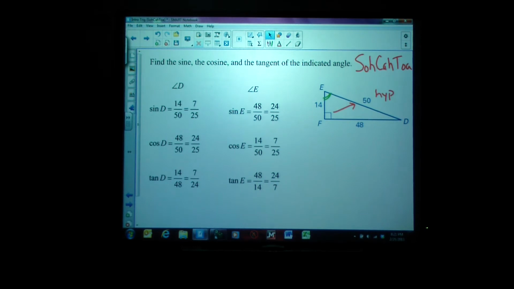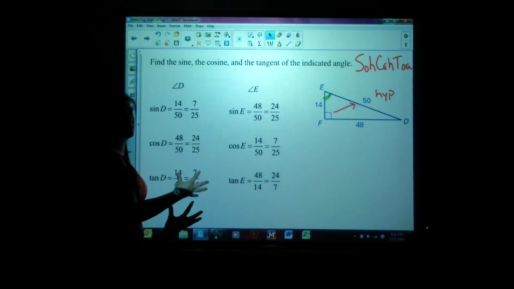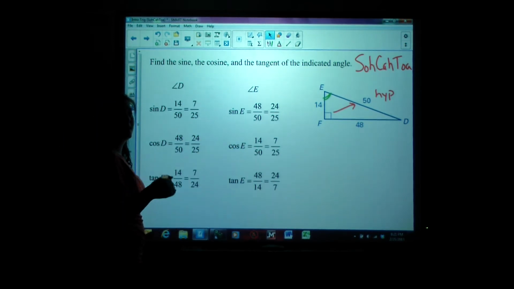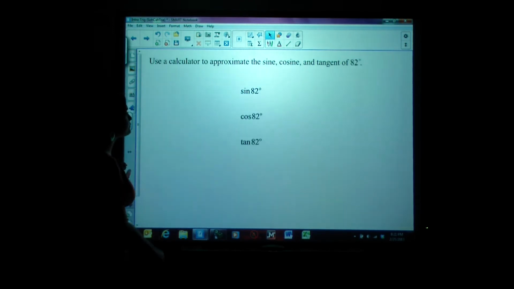So that is just the basic idea of how to pull out some of those trigonometric ratios from some right triangle picture. You need to keep in mind which angle we're looking for, because it does make a difference as to which one is the adjacent and which one is the opposite. Okay, let's talk about something else.